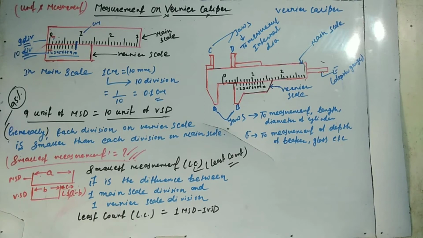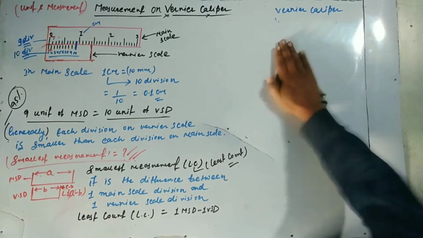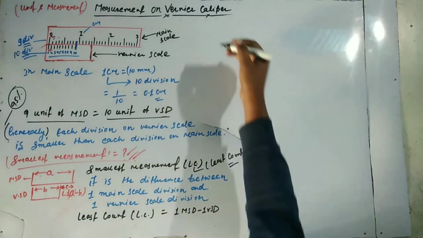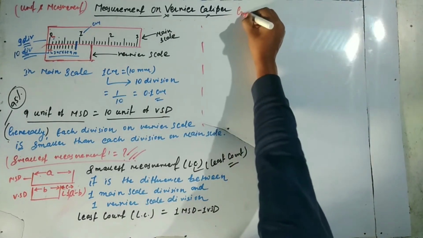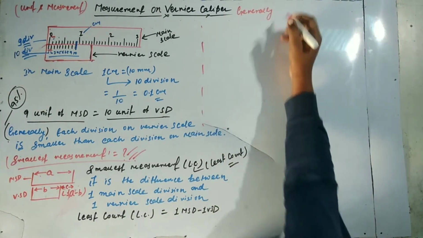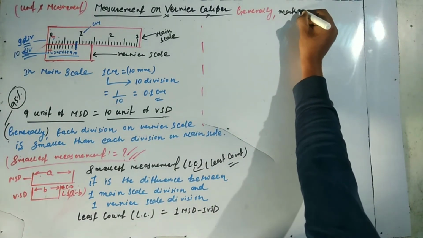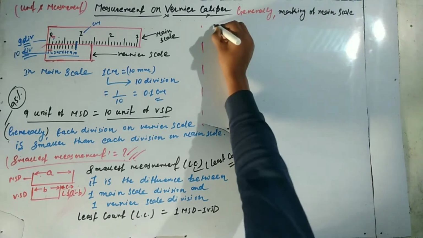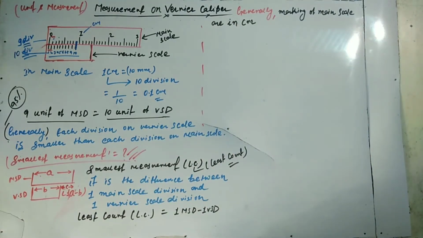Generally, in the main scale, the markings are given in cm. That is, 1 cm divided by 10 equals 0.1 cm. We have already calculated this. So generally, the markings of the main scale are in cm and its least count will be 0.1 cm in 95% of cases.